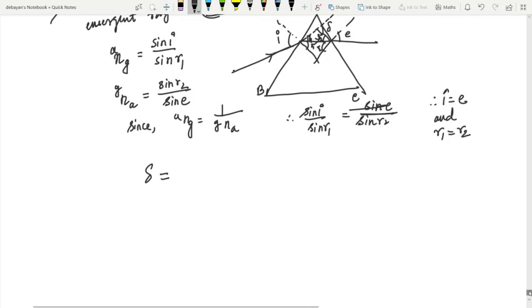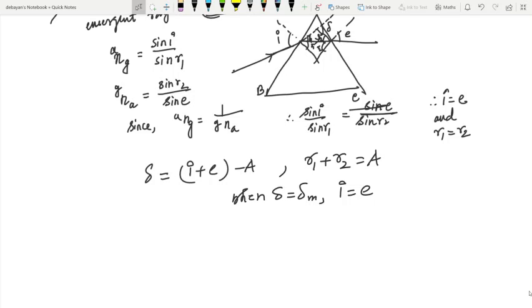I minus r1 plus E minus r2, and r1 plus r2 equals A. When I equals E and r1 equals r2, the prism is in minimum deviation, so A can be written as 2I minus A, because I equals E. So we get the value of I as (A plus delta m) by 2.